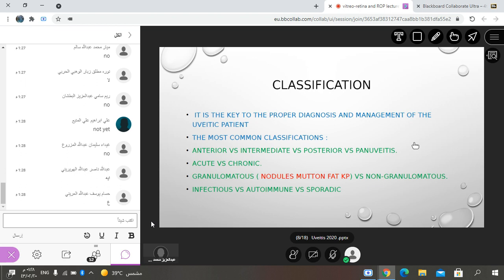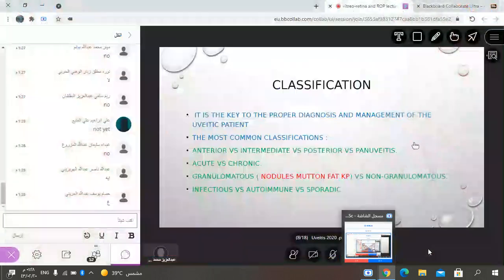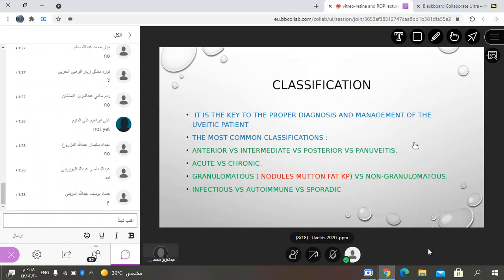What are the vasculitis or rheumatological diseases that you know? What are these? Rheumatoid arthritis, yes. Ankylosing, what else? Excellent, Abdullah. So rheumatoid arthritis, SLE, polyarteritis nodosa.